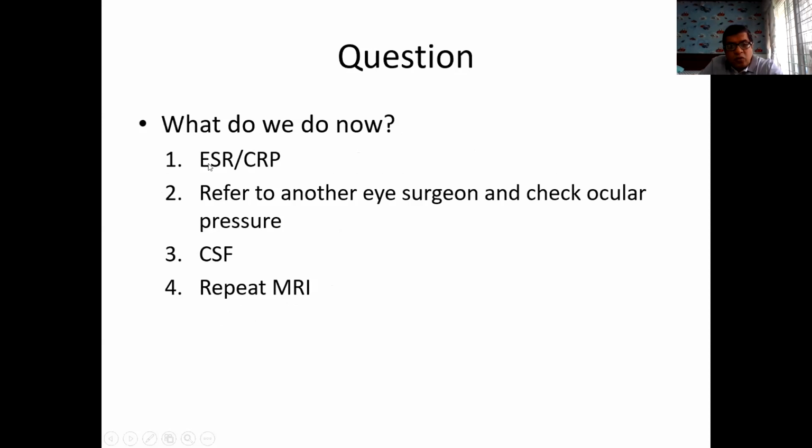So what do we do in this man? Do we do ESR and CRP because he's above 80? Do we refer to another ophthalmologist to see if there is increased pressure? Do we do lumbar puncture or do we repeat the MRI in this patient? He had already undergone a contrast MRI, which was normal.